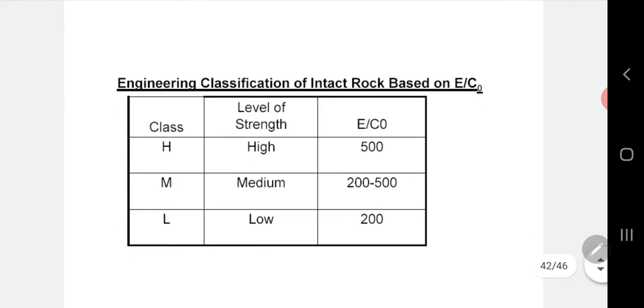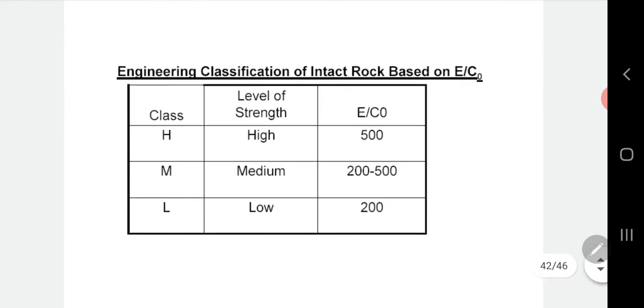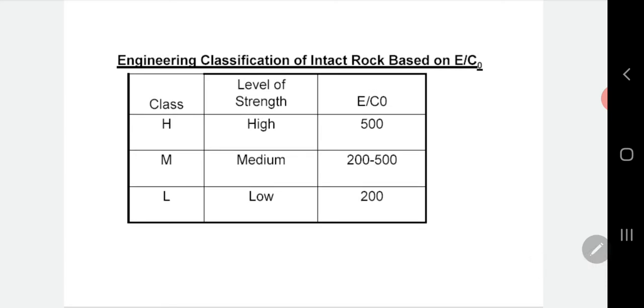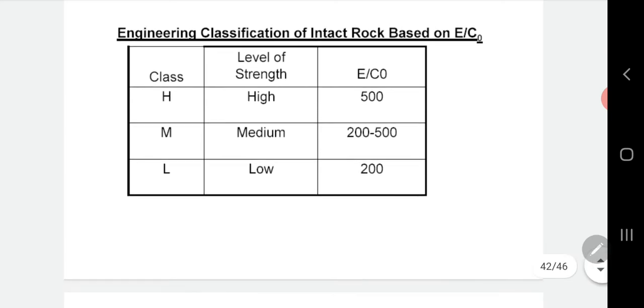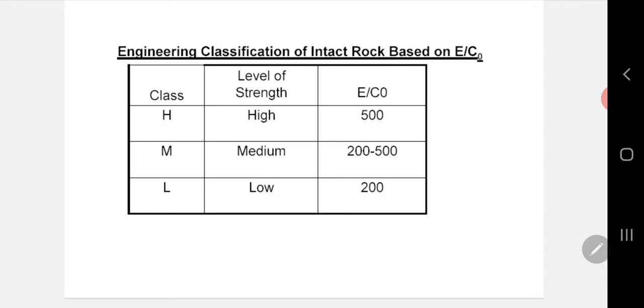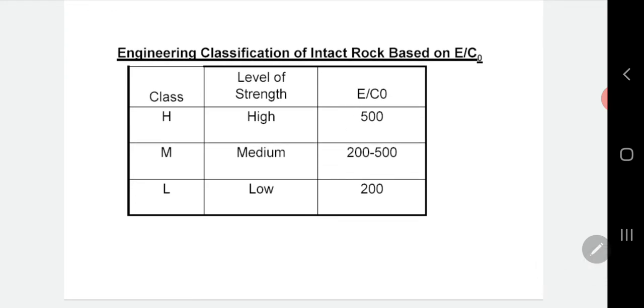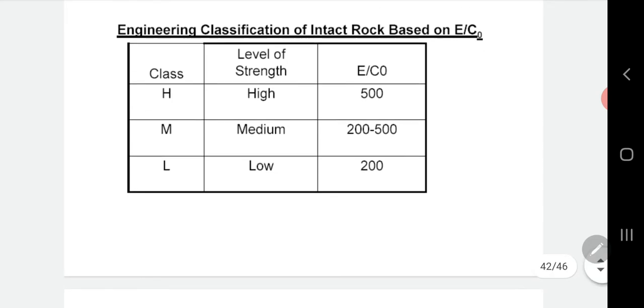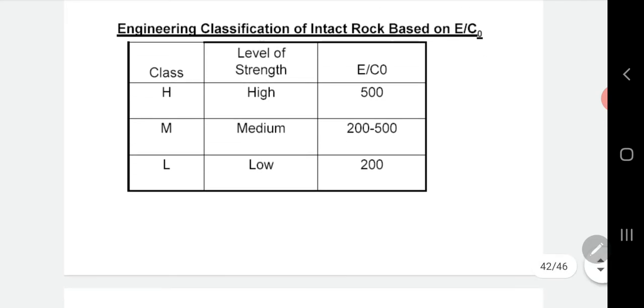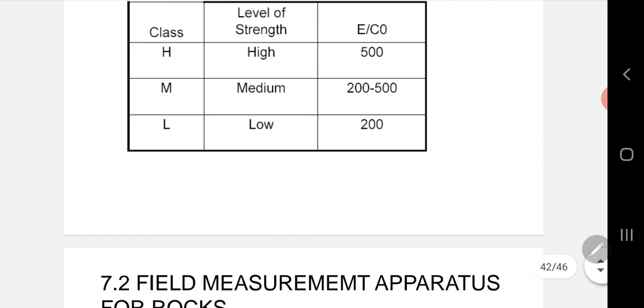And for the classification using the two different indices, E versus CO, you need to know the value of E and the value of CO, do the calculation, and then you get the value. If you get a value above 500, that is class H. If you get 200 to 500, that is the medium class, and if you get below 200, that is the low.